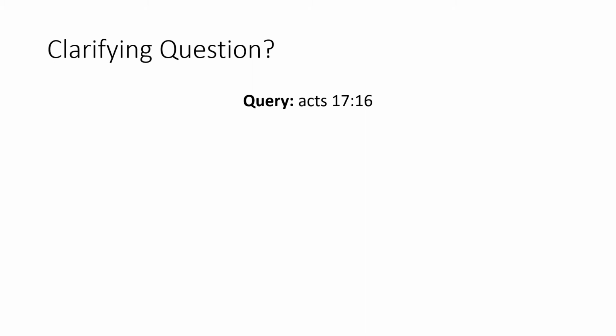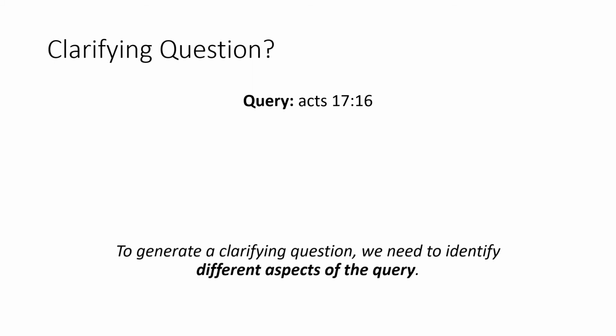But if I tell you that this is an act in the Bible and it is different in different translations of the Bible, I think it then becomes much easier to ask a clarifying question. For example, you can ask, what Bible translation are you looking for? The point that I wanted to make with this example is that to generate a clarifying question, we need to identify different aspects of the query. In this example, the different aspects are different translations of the Bible.